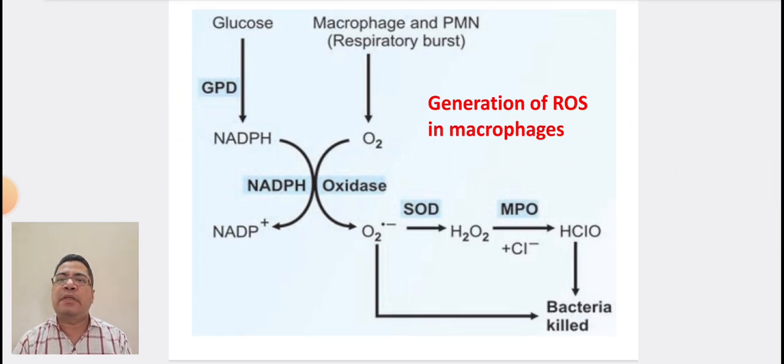In this diagram, we can see generation of reactive oxygen species in macrophages, where macrophages and polymorphonuclear cells undergo respiratory bursts and take up oxygen. This oxygen is converted into superoxide with the help of NADPH oxidase. This superoxide undergoes the superoxide dismutase reaction to form H2O2. This again, under the enzyme myeloperoxidase, forms HOCl and it kills the bacteria.